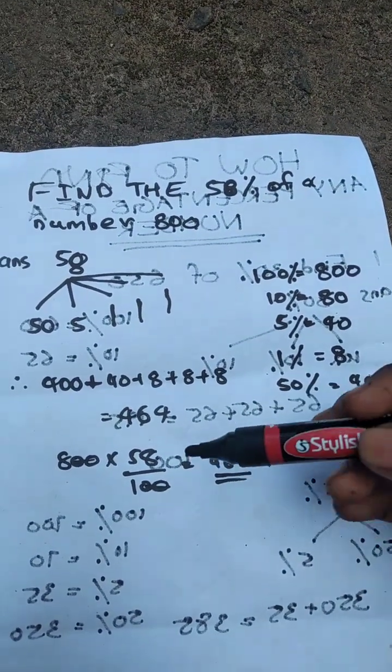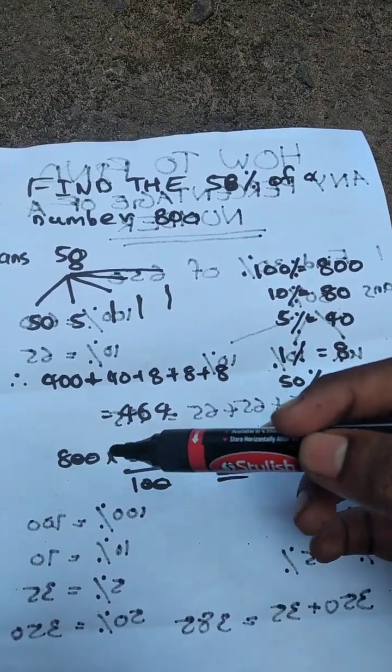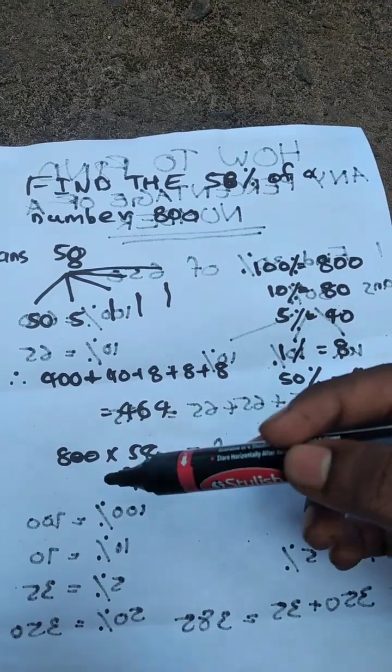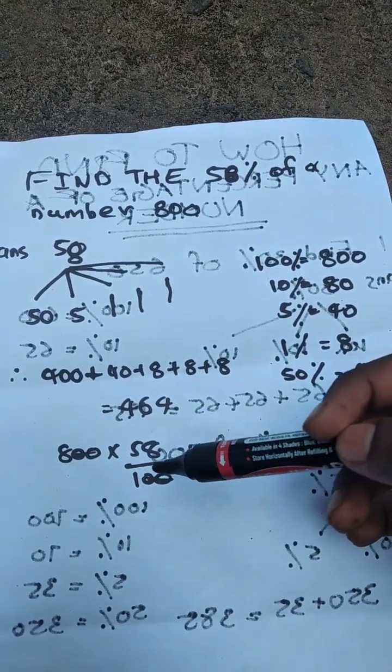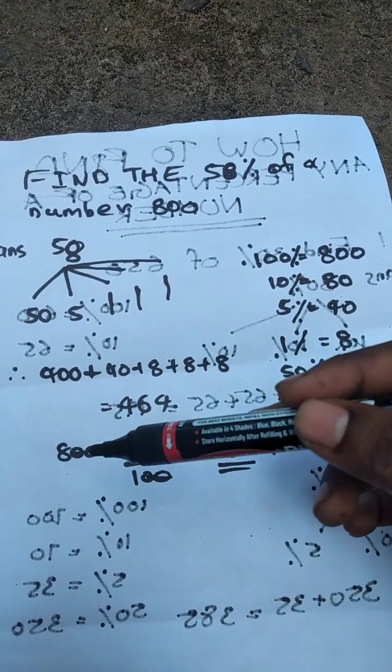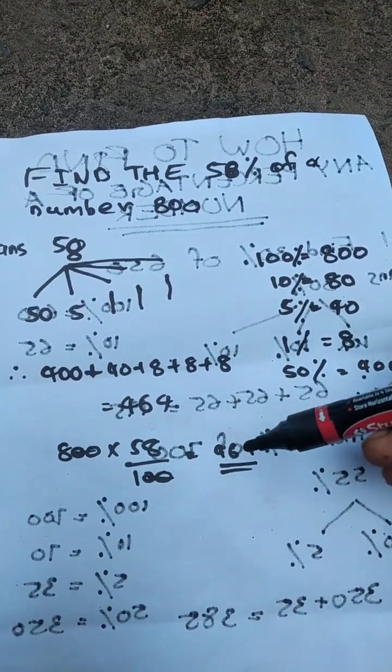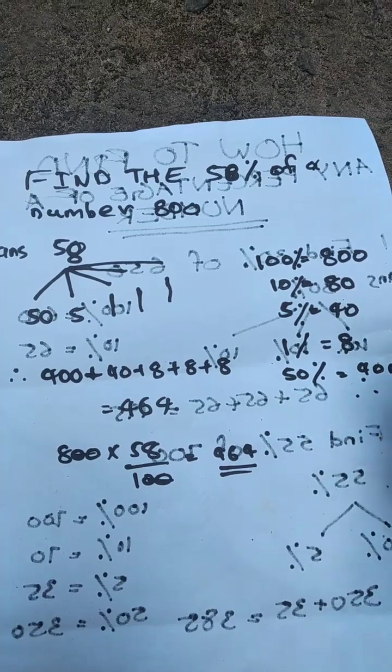So if you want to check whether the answer is right or not through the basic method, we can check it. 800 into 58 divided by 100. So the 0s would be cancelled out. So 8 into 58 would be 464.